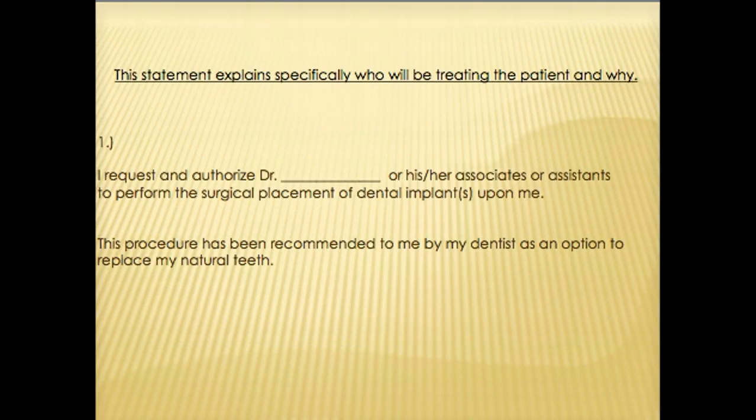The next part of the consent form explains that it has been specifically stated who will be treating the patient and why. It should state that I request and authorize that the doctor and his or her associates or assistants perform the surgical placement of dental implants upon me. This procedure has been recommended to me by my dentist as an option to replace my natural teeth.